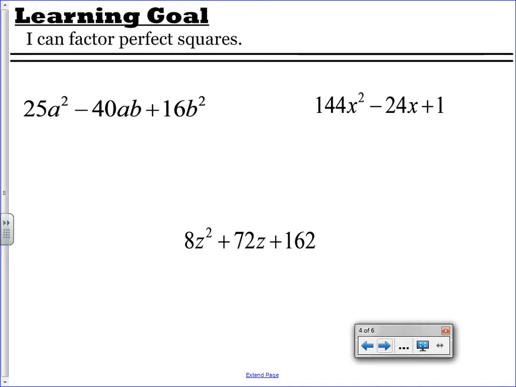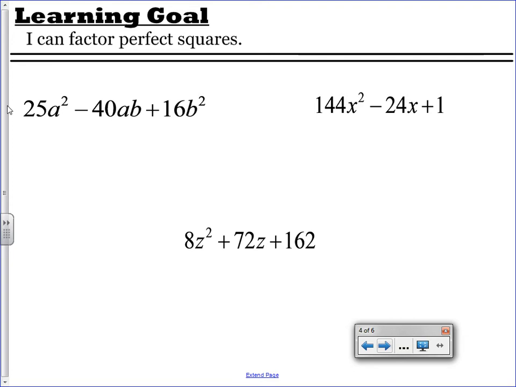So I'm going to do this first one. I have to check. Can I use my trick? So right away you should be saying perfect numbers. 25 is a perfect number because I can take the square root of that. 16, I can take the square root of. So I'm looking good.